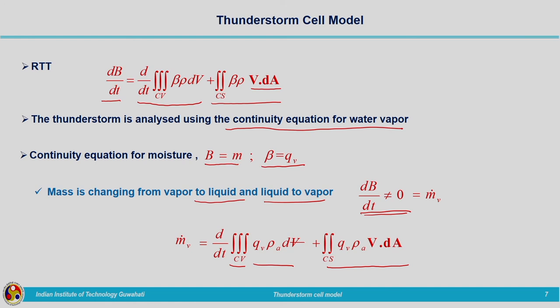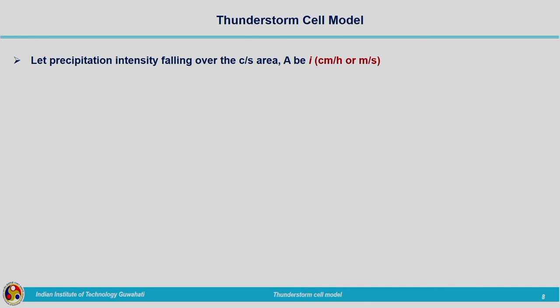In this, we need to substitute for the different terms by relating them to our convective cell. What we are going to assume first is the precipitation intensity falling over the cross-sectional area of the convective cell, which we consider as capital A, and the intensity of rainfall I, which can be in centimeters per hour, meters per second, or meters per day, but is usually in meters per second or centimeters per hour when we analyze using a thunderstorm cell.